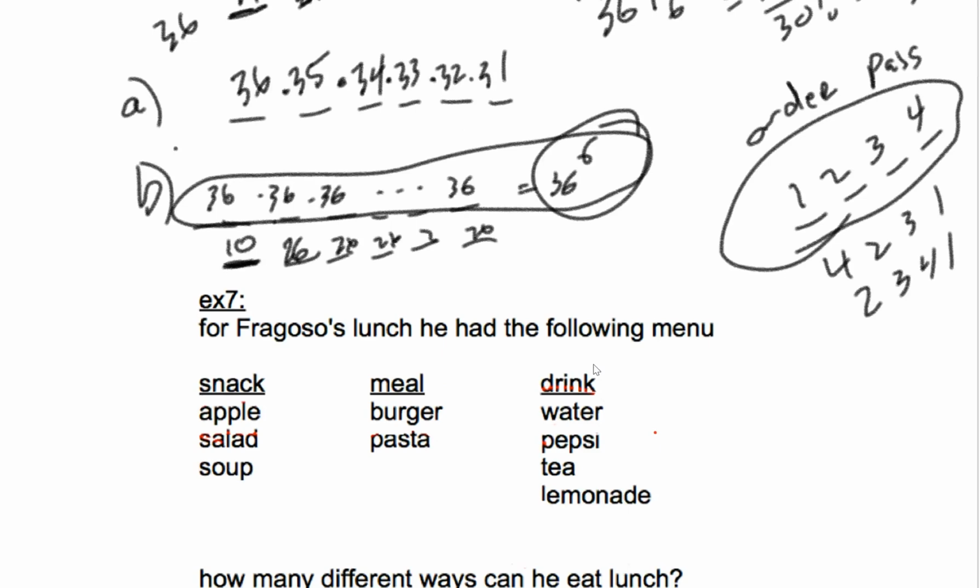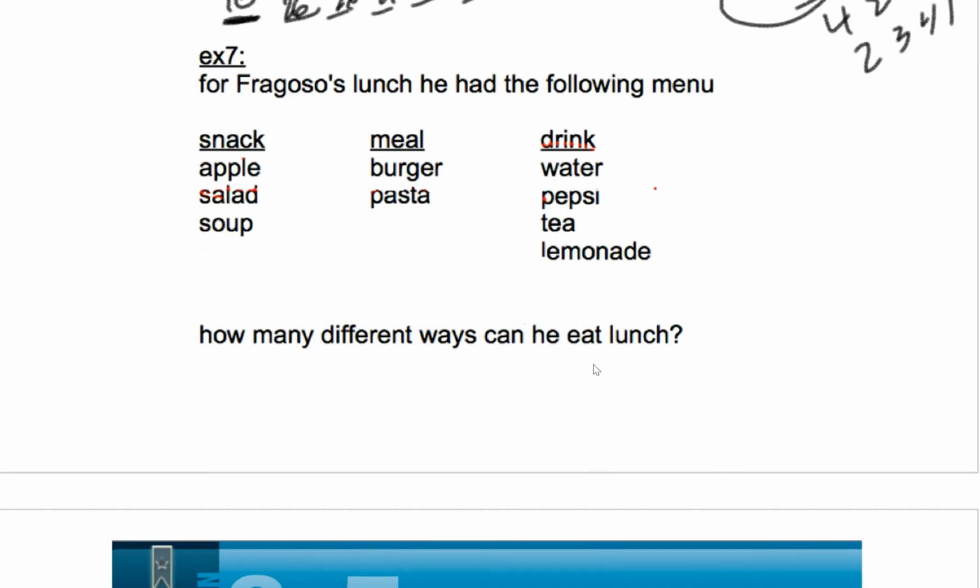Okay, last type of problem in this thing, and then we'll go on to the next lesson. For Fregoso's lunch, he had the following menu. How many different ways can he eat?